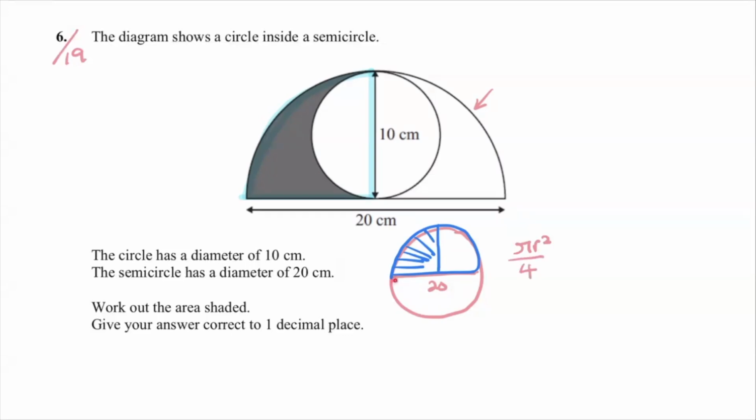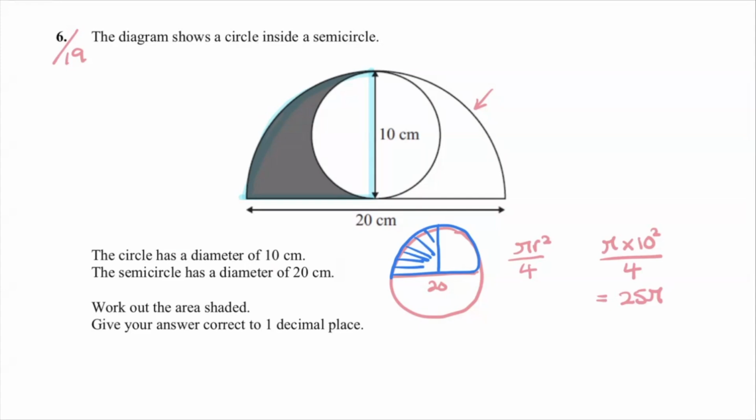Now I need to be careful. I've got the diameter, not the radius here. So I need to half that. So I've got pi times 10 squared divided by 4. And that gives me 25 pi. Now I could change that into the decimal, but if I do that, I've got quite a complicated number to then have to work with. So I'm just literally going to leave 25 pi as it is for now.